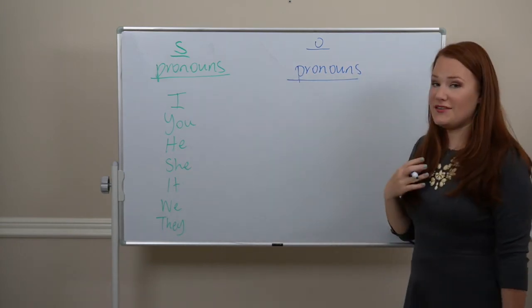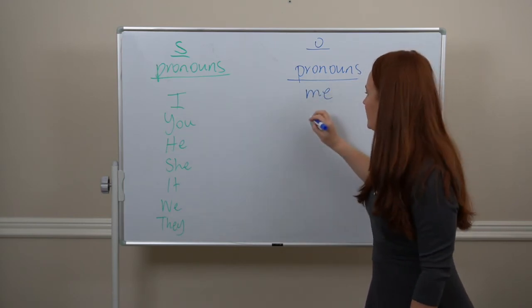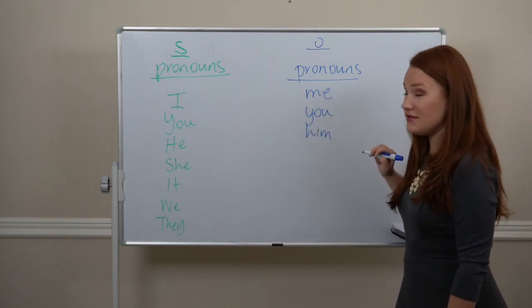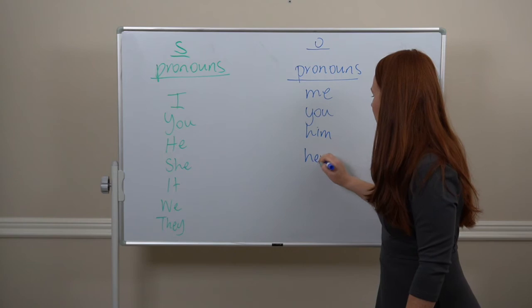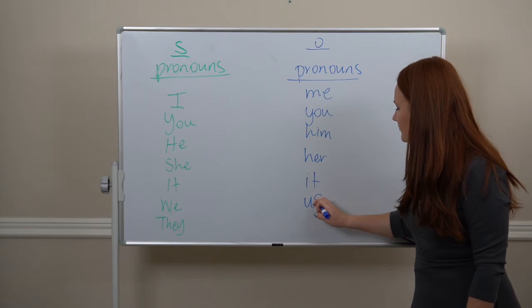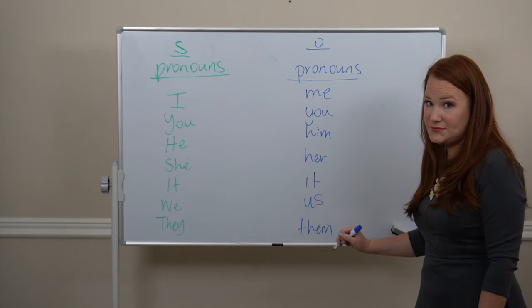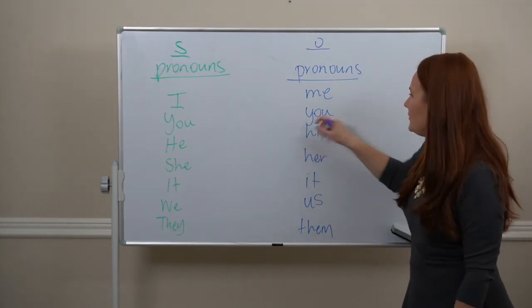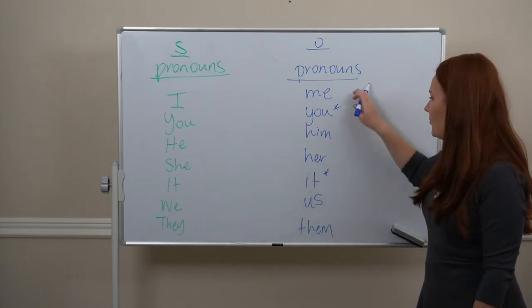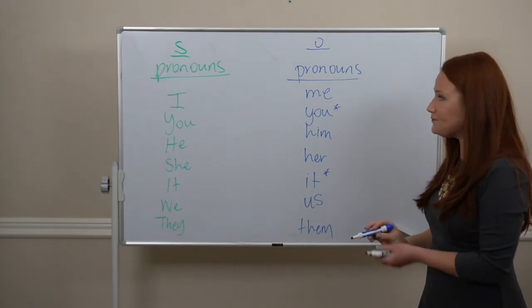All right, so the object pronoun for I is me. For you, you. For he, him. For she, her. For it, just it. For we, us. And for they, them. So you can see that you and it have stayed the same, but all the rest are different. Me, you, him, her, it, us, them.